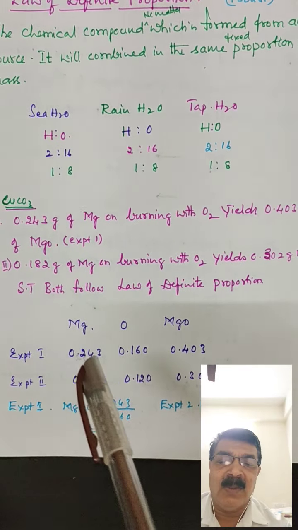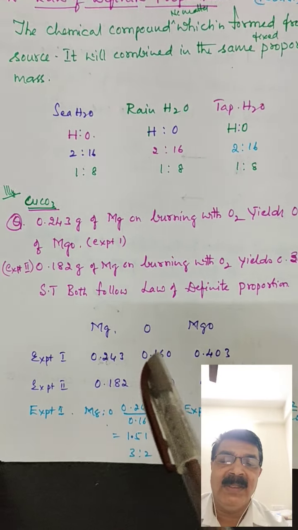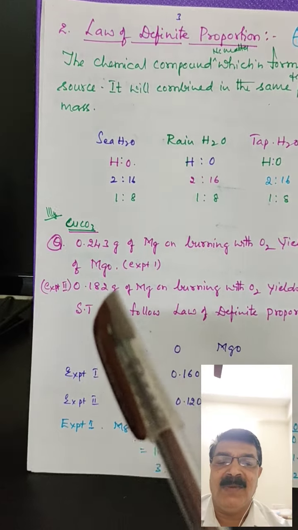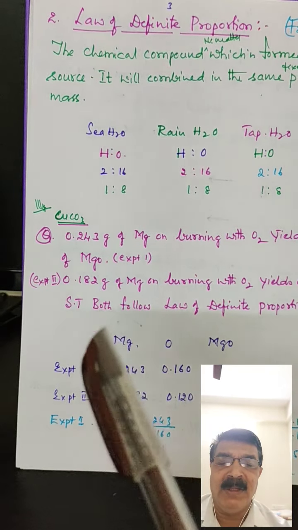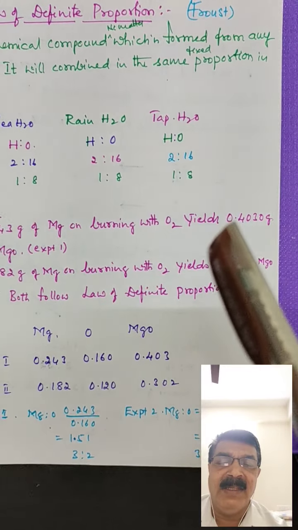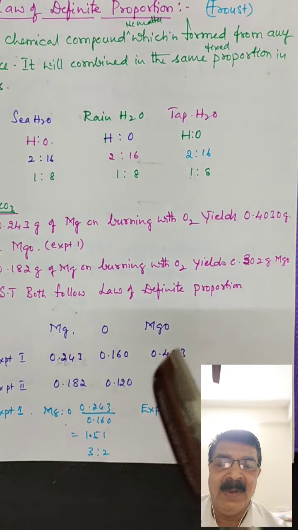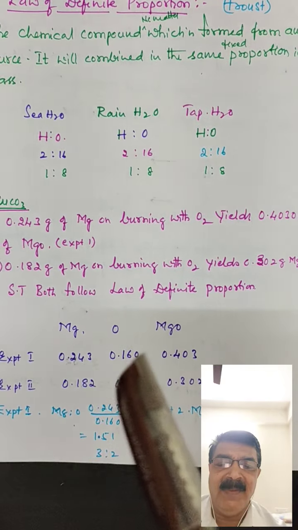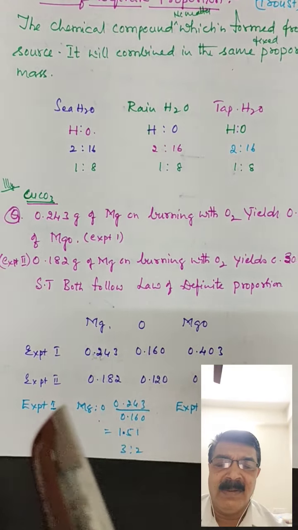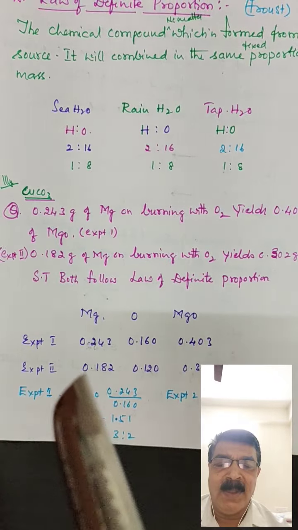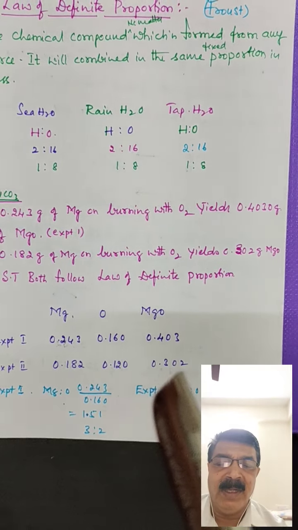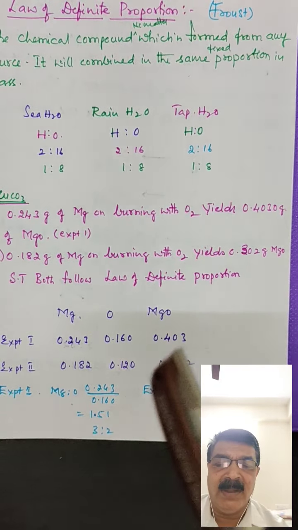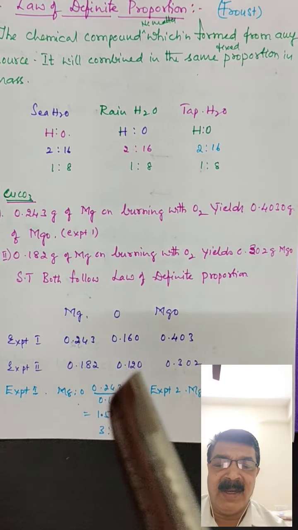We are taking 0.243, and how do you get oxygen? Observe the first experiment: 0.243 magnesium, and how much is the yield? 0.403, MgO minus Mg, then we get O, oxygen. The same in experiment number 2, 0.182 and 0.302. Subtract the reactant from the product, then you will get the other reactant.